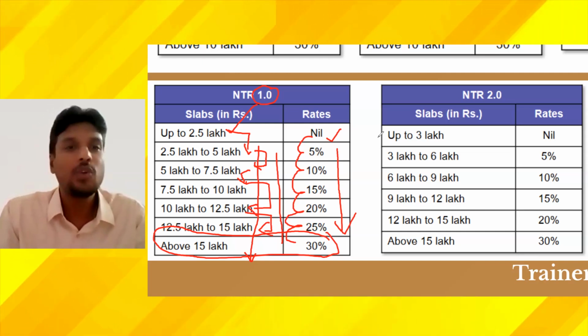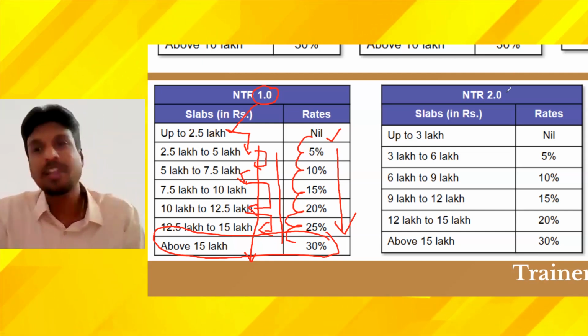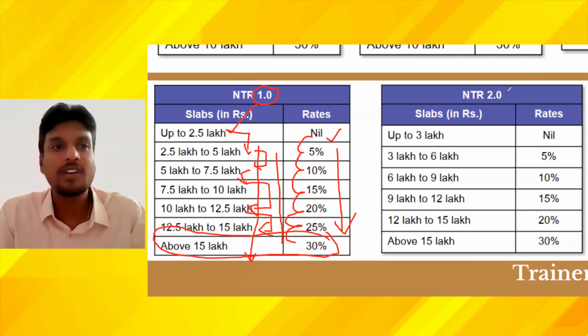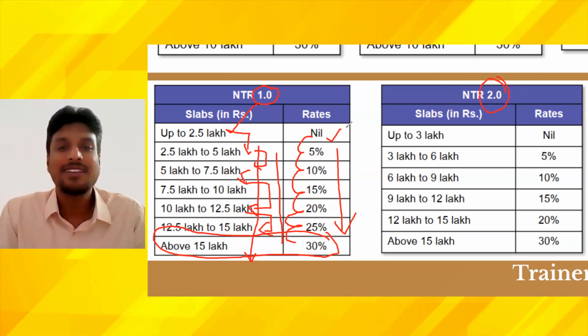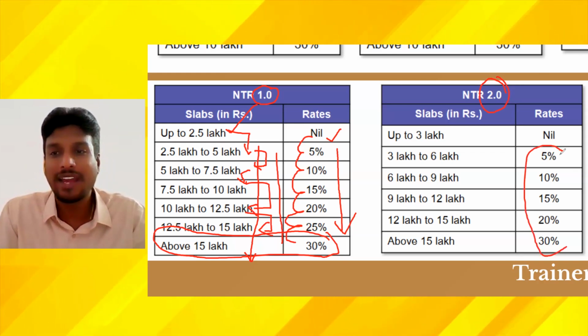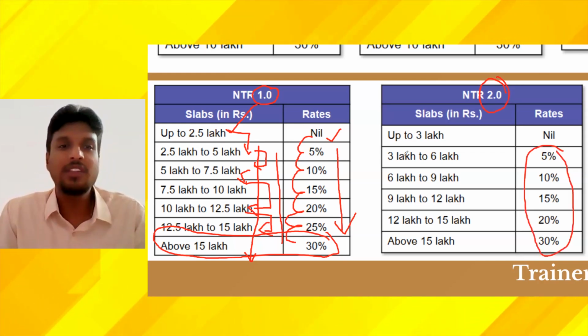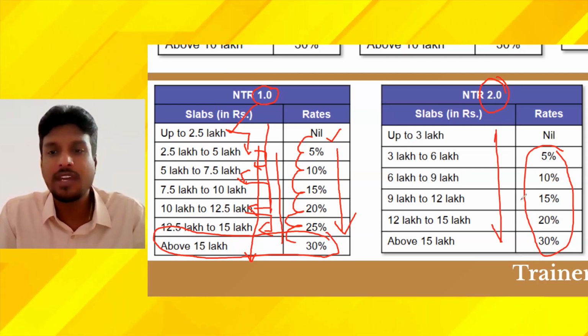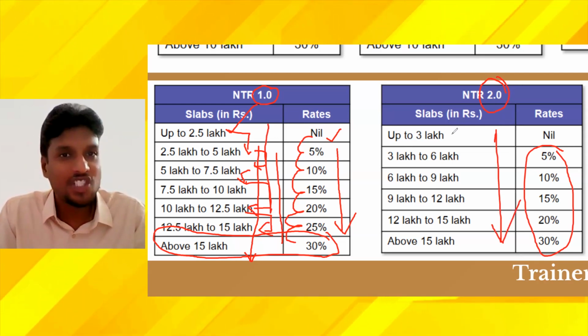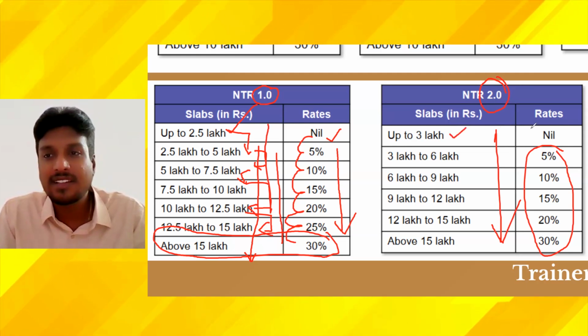Now here in new tax regime 2.0, which is applicable from financial year 23-24 onwards, they made subtle changes. These six tax rates have been reduced into five tax rates. Instead of 2.5, they have made 3 lakhs the benchmark. So every 3 lakh, there is a change in the slab rate. Up to 3 lakh, there is nil.